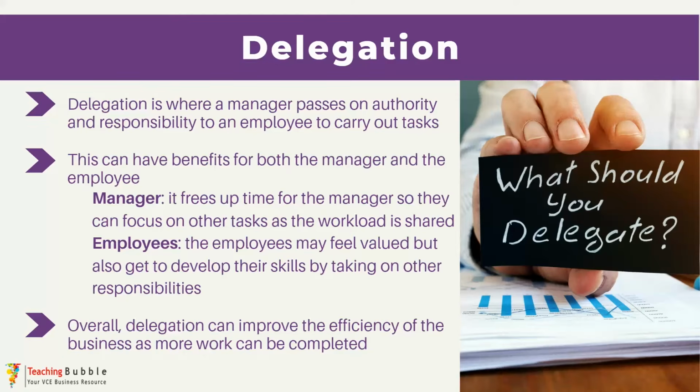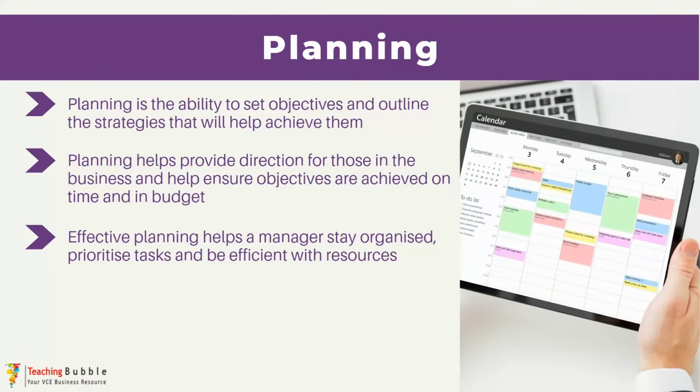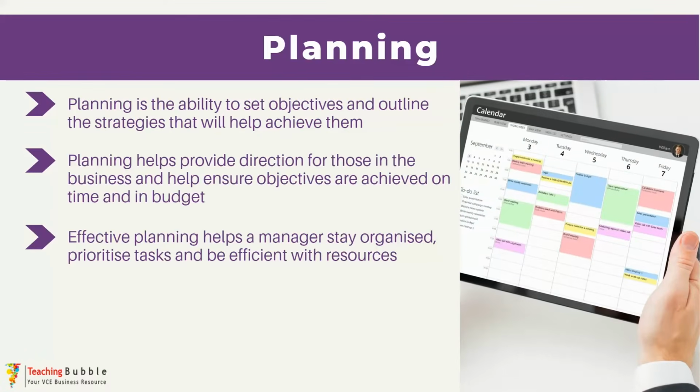Another important skill is that of planning, which is the ability to set objectives and then outline the strategies that will help achieve those objectives. Planning helps provide direction for everyone involved in the business. It helps ensure that objectives are achieved on time and in budget by setting out the exact things that need to be achieved in order to achieve that end goal.